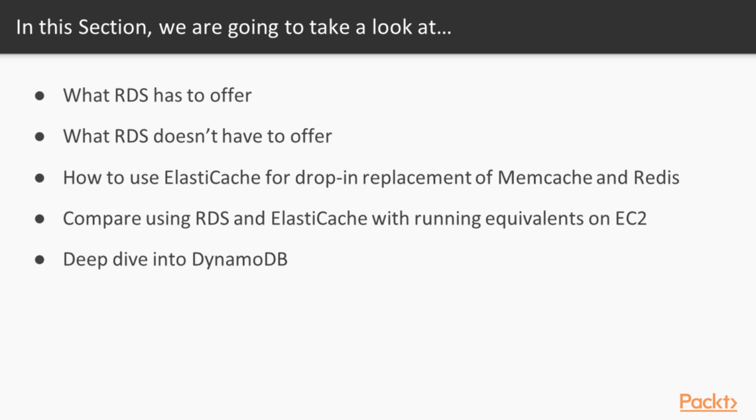We will then see how to use ElastiCache to replace the most popular caching engines, Memcached and Redis. With that out of the way, we'll compare using RDS and ElastiCache with simply running the software on an EC2 instance. To sum up, we will take a deep dive into DynamoDB, a NoSQL database that's unique to AWS.